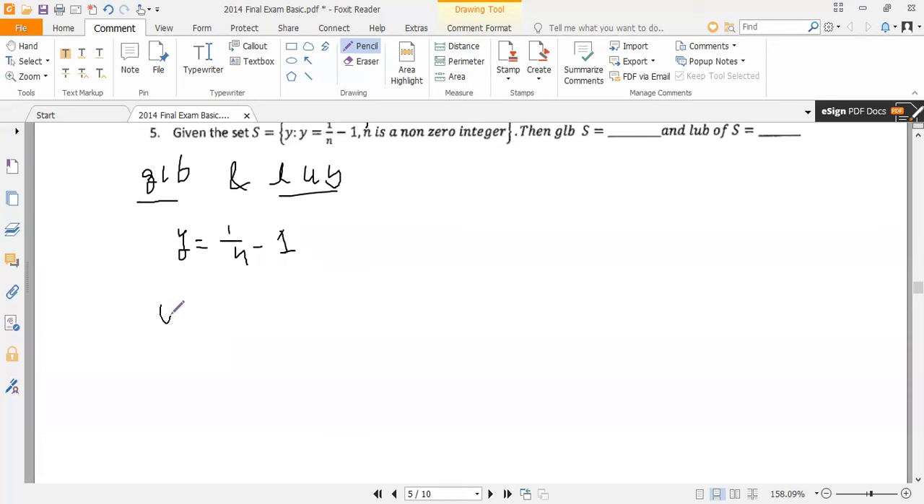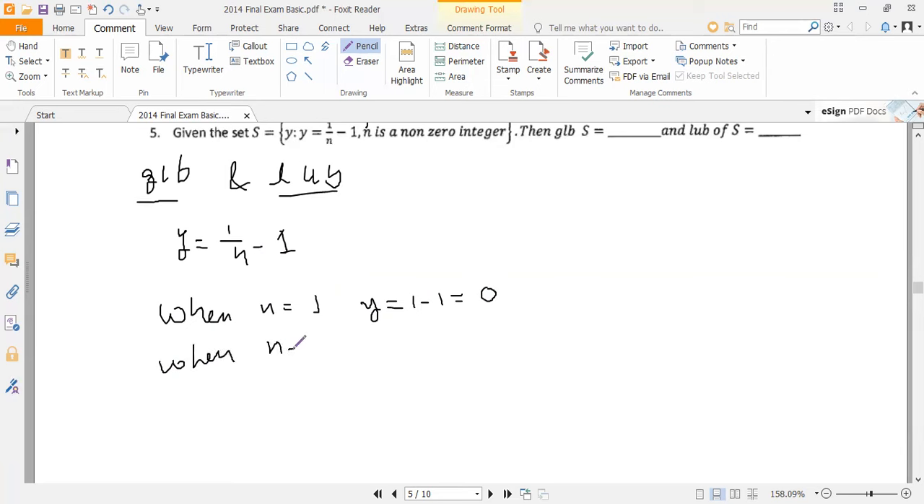So when n is equal to 1, y becomes 1 minus 1, which is equal to 0. Y obtains 0. And when n is equal to minus 1, y is equal to minus 1 minus 1, which is equal to minus 2.